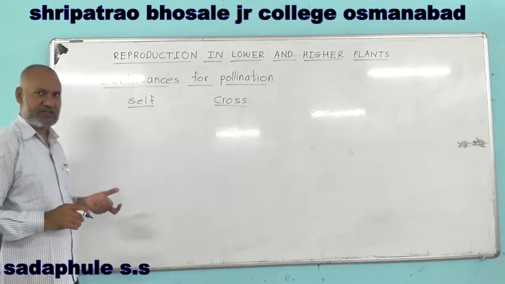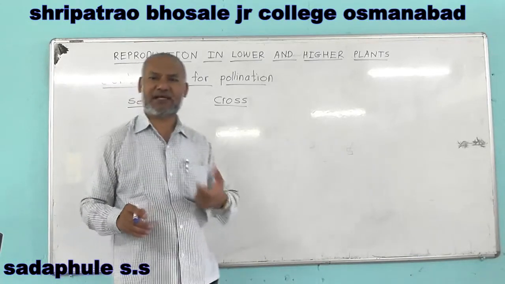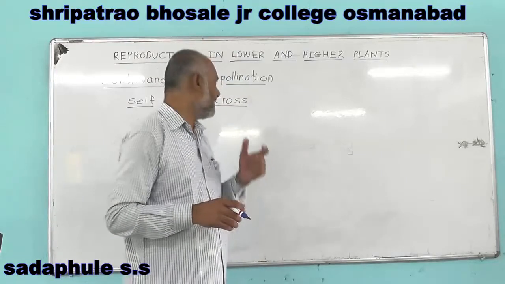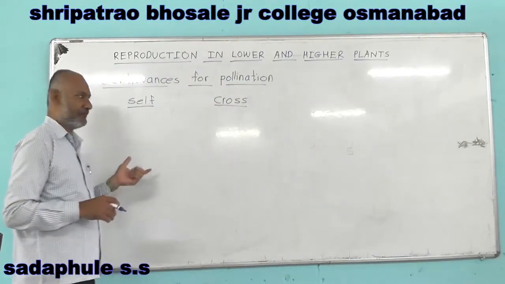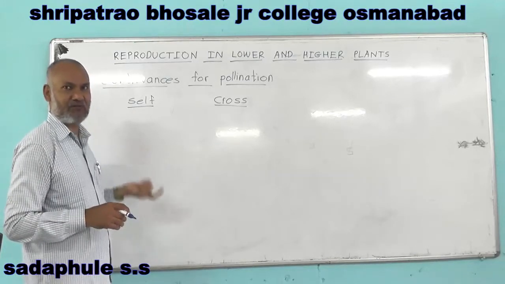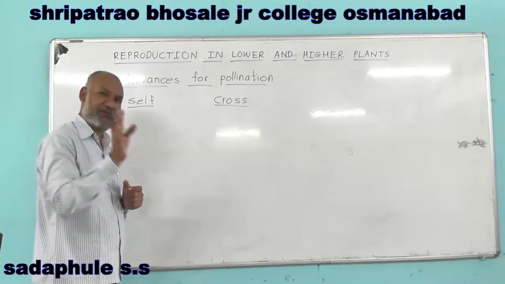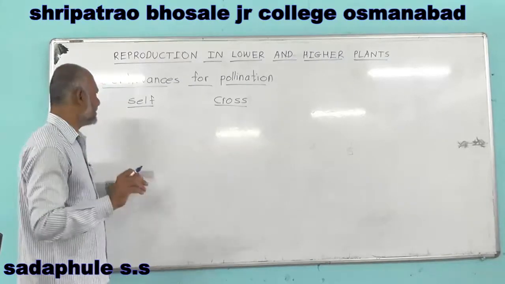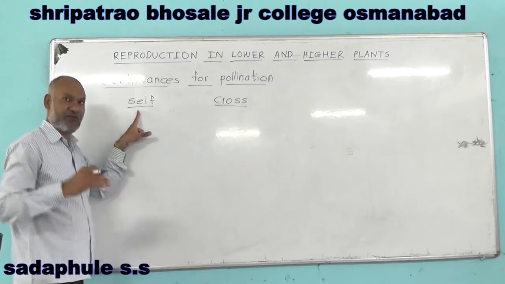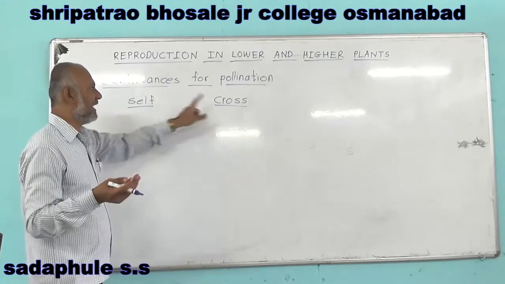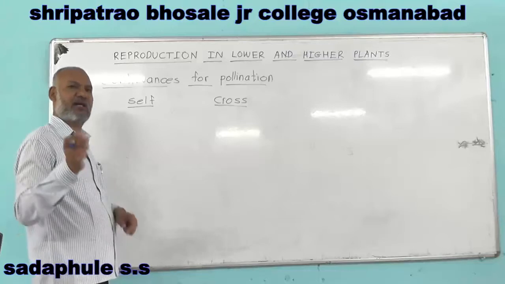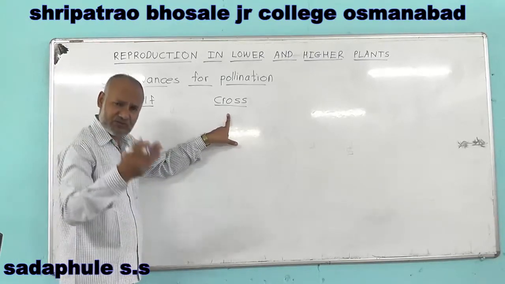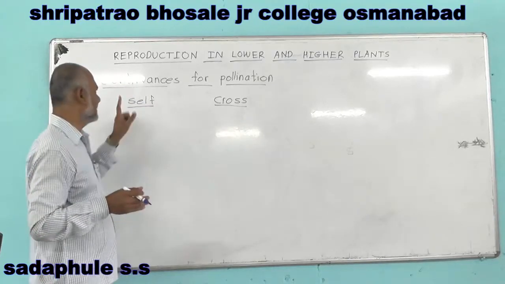In plants, there is development of some characters, some adaptations, some devices which favor the desirable type of pollination and prevent the undesirable one. That is, there are some adaptations which promote self-pollination and avoid cross-pollination, or there are some adaptations which promote cross-pollination and prevent self-pollination.